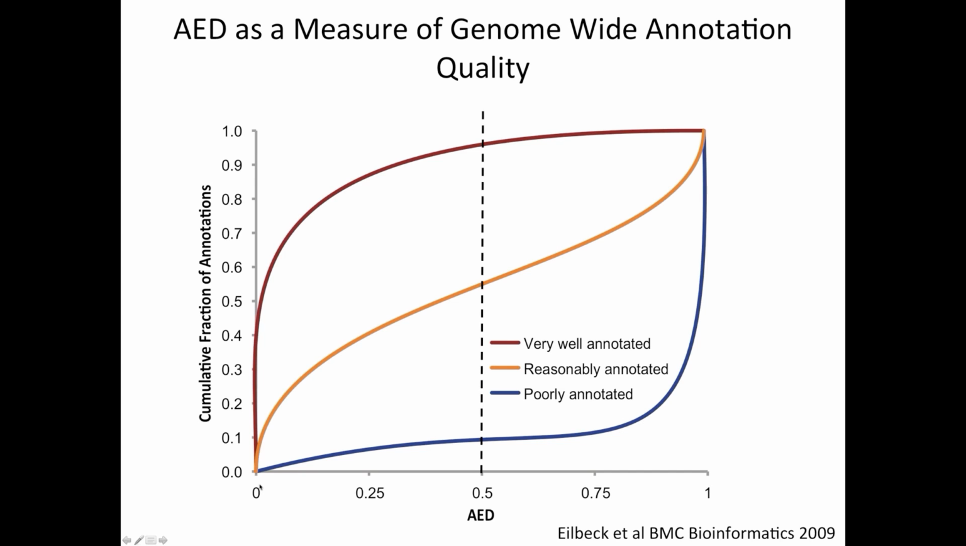In these cumulative distribution graphs, we're looking at the x-axis, where we have the AED value, and the y-axis, the cumulative fraction of our annotations that have that AED value or lower. A very good annotation set would go up very quickly, so that most of the genes, maybe 70, 80, 90, 95%, have an AED value of 0.5 or lower. A very poorly annotated gene set might have many annotations out here that had little supporting evidence, and so most of the genes fall in with an AED value approaching 1.